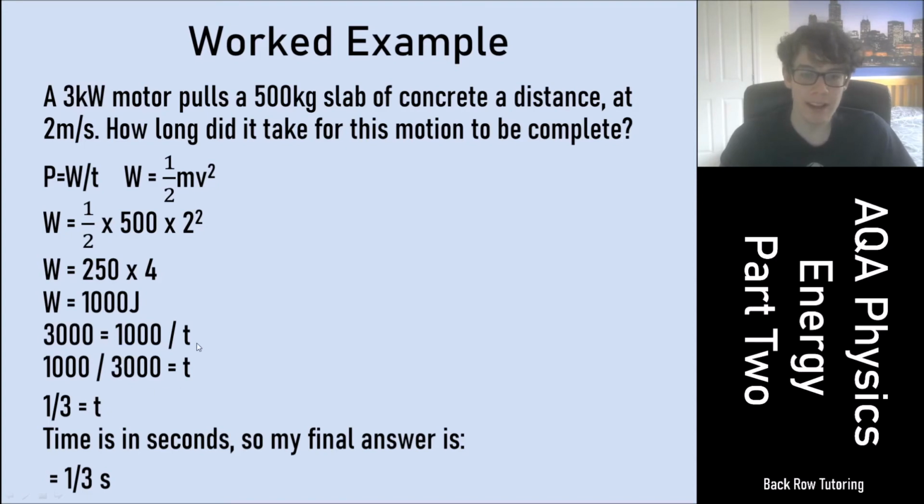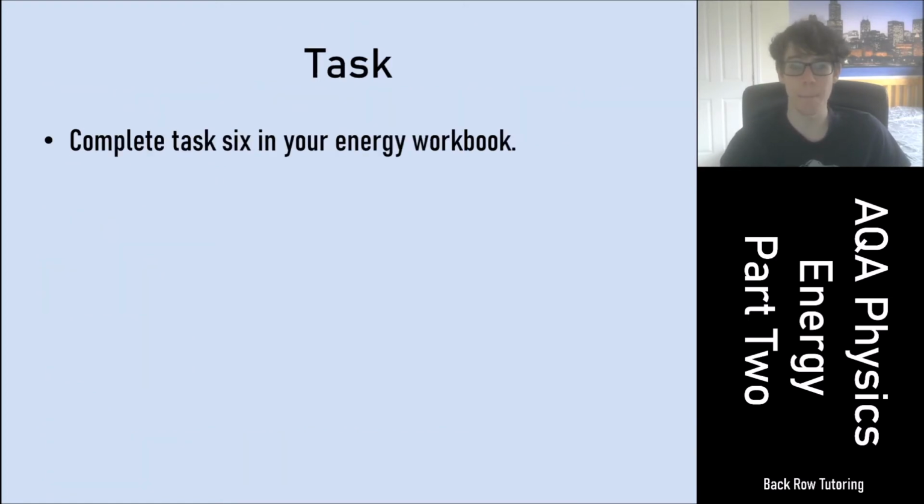Rearrange this formula to get t by itself. 1000 divided by 3000 is time. So our time is a third. Because the time is measured in seconds, my final answer is a third of a second, or a better way to write that would actually be 0.33 seconds. So the final answer is 0.33 seconds.